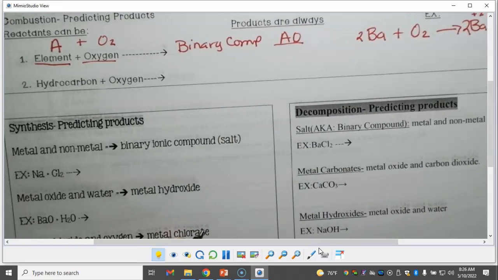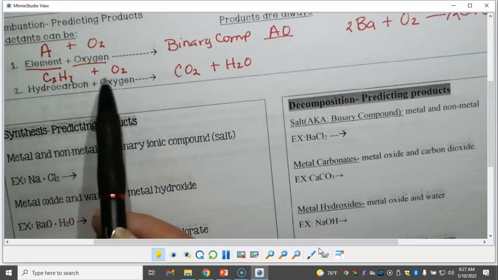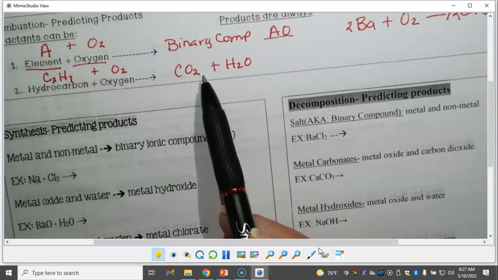The second type of combustion reaction is a hydrocarbon plus oxygen. So your hydrocarbon plus oxygen, so like some compound CxHy, we don't know what the subscripts are yet. If we have a hydrocarbon combining with oxygen, the products will always be carbon dioxide and water. Sometimes this hydrocarbon actually has oxygen in it, but if you have a hydrocarbon combining with oxygen, those are your products regardless.